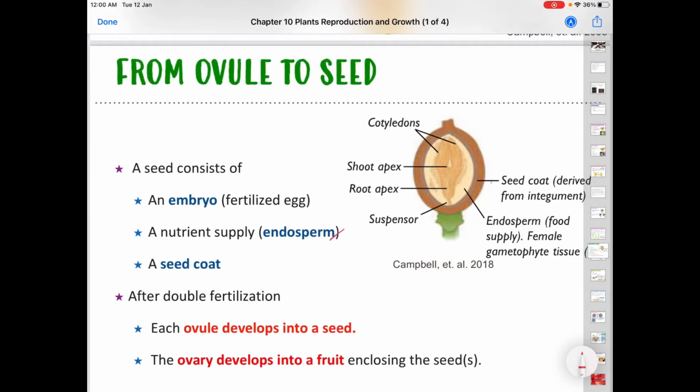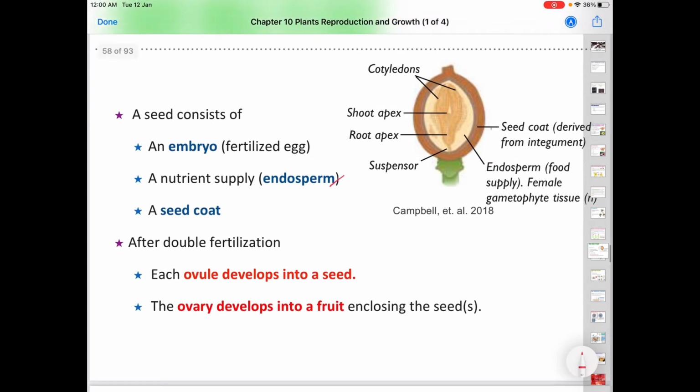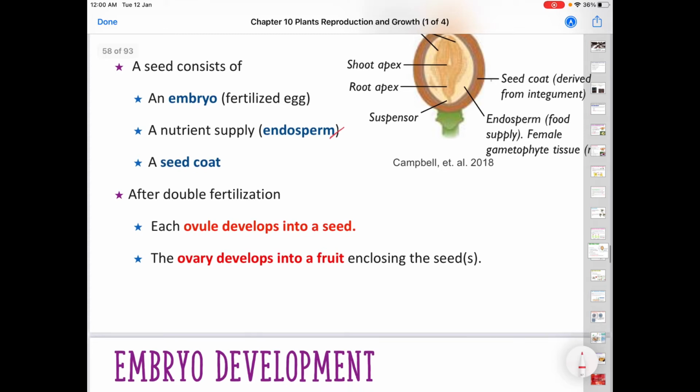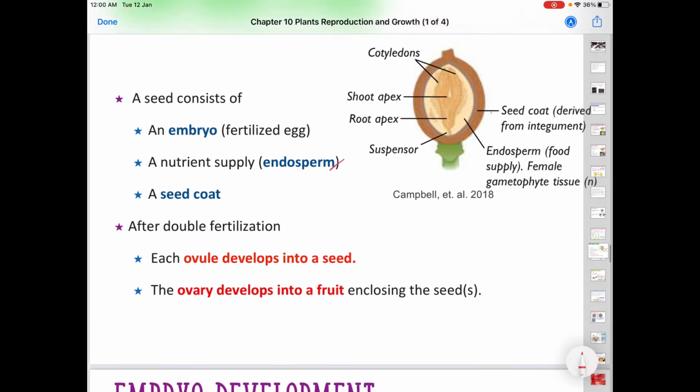A seed consists of an embryo, a nutrient supply, and a seed coat. In double fertilization, after the process, each ovule develops into a seed. Meanwhile, the ovary later will develop into a fruit.